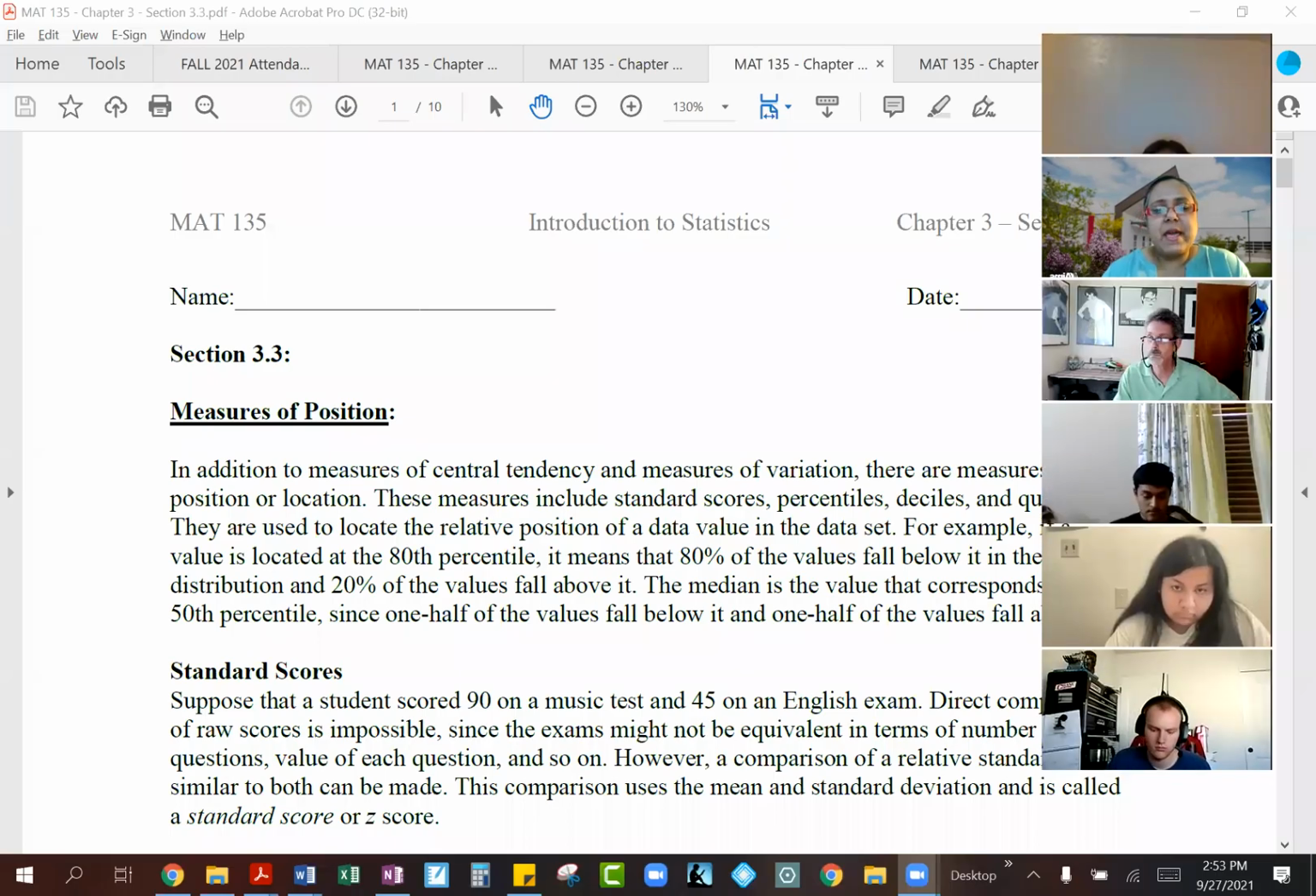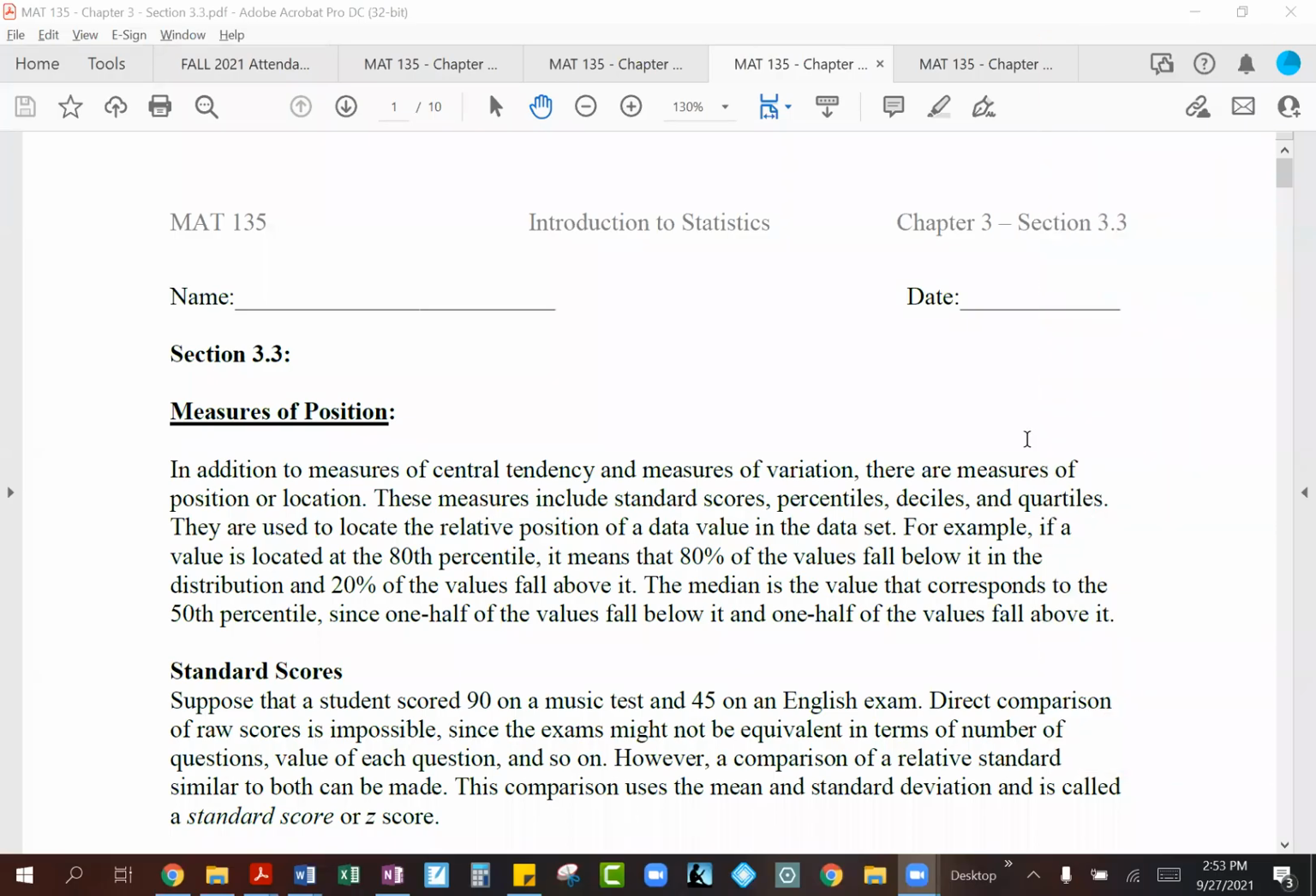So today I wanted to get into measures of position. Basically, as the name suggests, we're talking about where in the data set your numbers are placed, so what their position is in your data set. For the measures of position, we can talk about standard scores, also known as z-scores. We have percentiles, deciles, and quartiles, which are actually like percentiles. It just depends on how many parts we're breaking them up into.